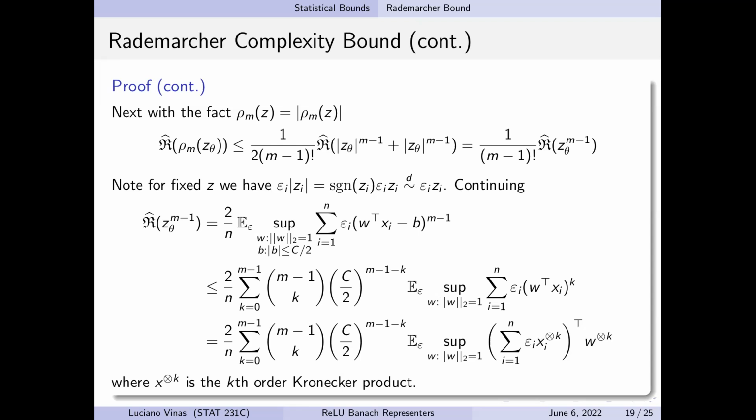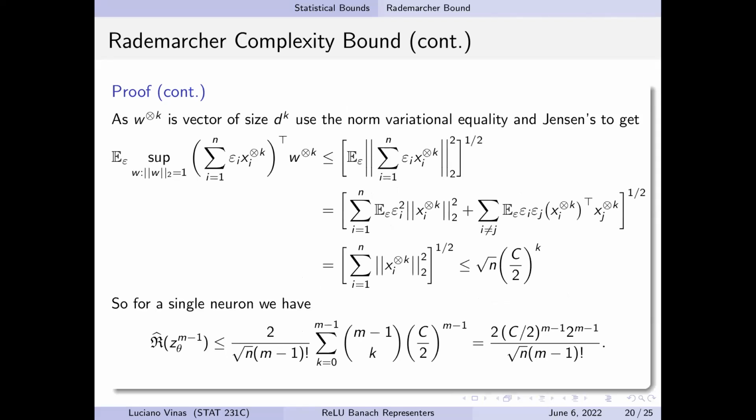And so this x to the k here is this kth order Kronecker product. You can imagine taking a Kronecker product of a vector over and over again. So if x was d-dimensional, x to the k here is going to be d to the k dimensional, right? You can work out the math and see that these are equivalent. So again, since x to the k and w to the k are vectors of size d to the k, we can use again the norm variational equality and Jensen's inequality to get this result here. So we got rid of the sup, and we then take out the square root there.